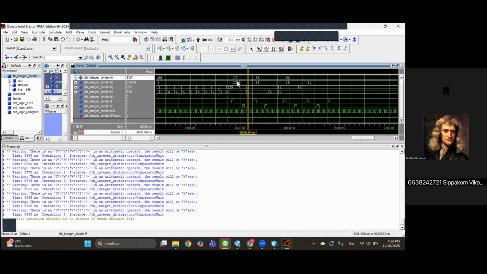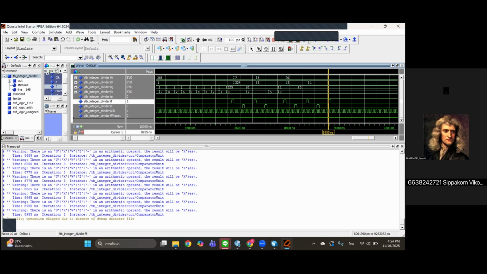We try A less than B for this fifth test case. It gives correctly Q equal to 0 and R equal to 7. And we try A equal to B, 5 divided by 5. Obviously, it's 1 and 0. And also we test the case where A equals 0. So 0 divided by 3 still gives Q 0 and R 0. Then 0 divided by 1 is still 0 and 0 for the output.